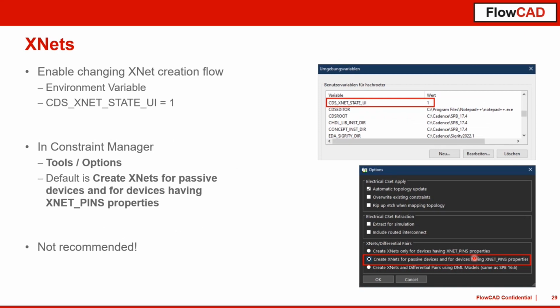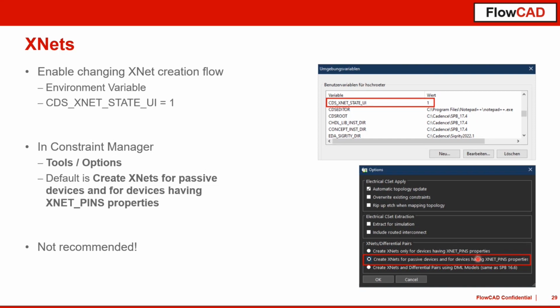Good, and then there is a possibility. Normally this is not required and not really recommended to change the XNet generation flow, but it would be possible, though it's hidden somehow. There's an environment variable, CDS XNet state UI. If you set this environment variable inside of the constraint manager of the PCB editor, we have these options here. And we see the default methodology of how the XNets are generated: create XNet for passive devices and for devices having XNet pin properties.